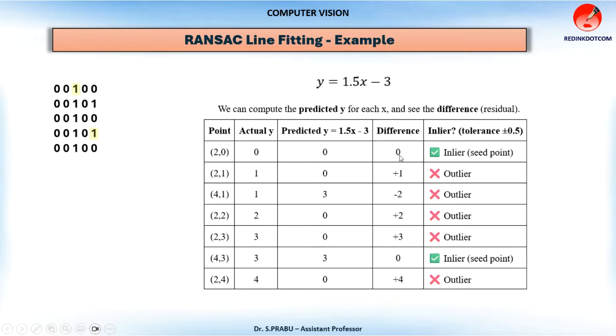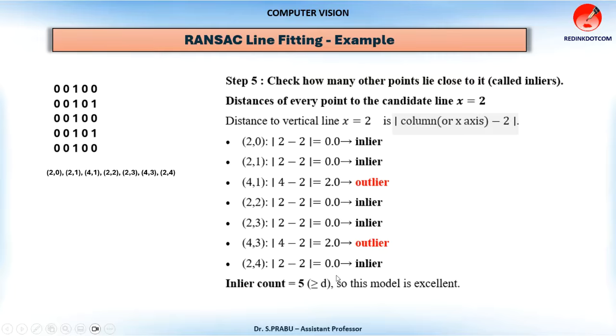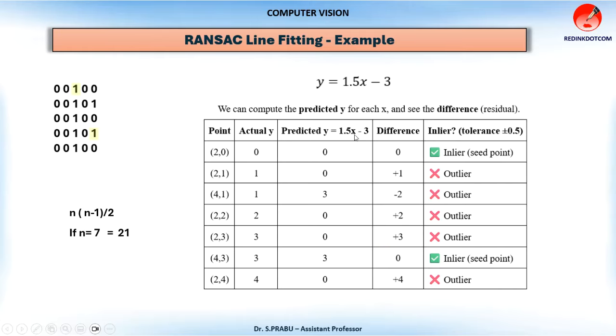If the difference is 0, that pixel belongs to this line. Otherwise, that pixel is not part of the straight line. So in this case, there are 2 inliers. But in the previous case, we had 5 inliers. In this way, the number of inliers can be calculated for the next iteration.